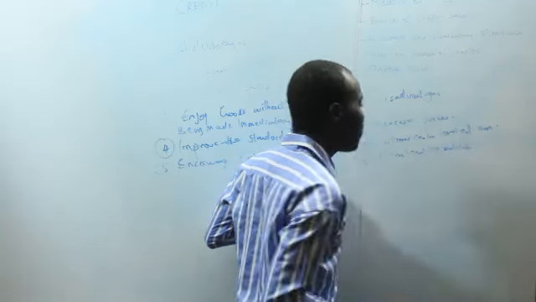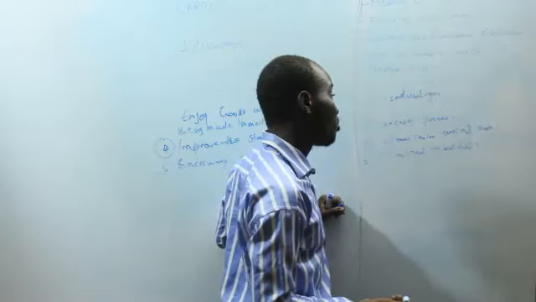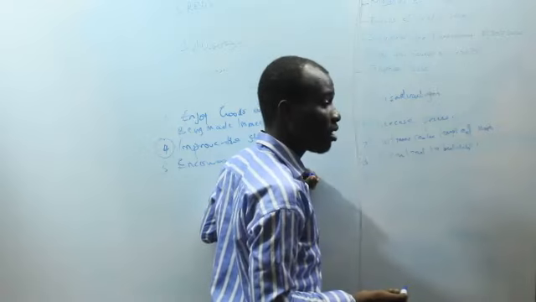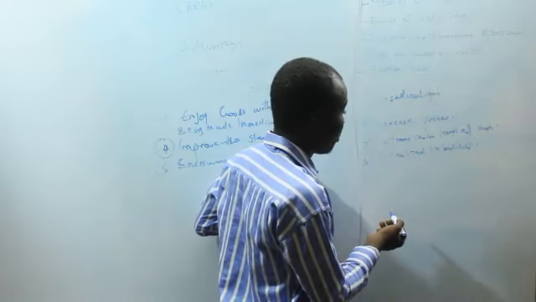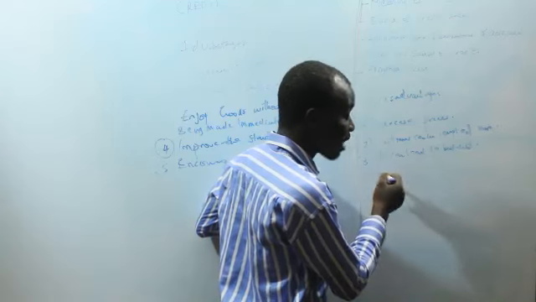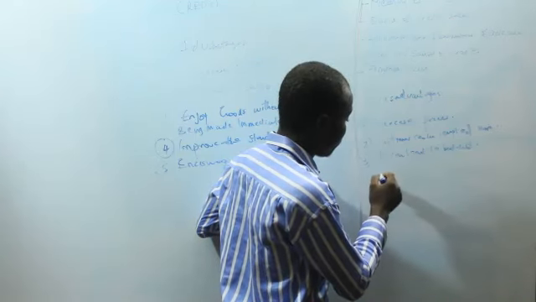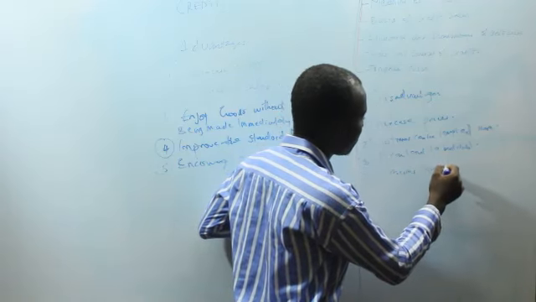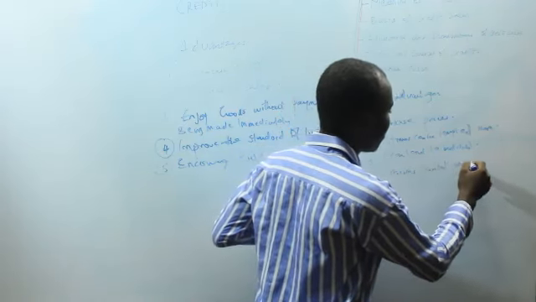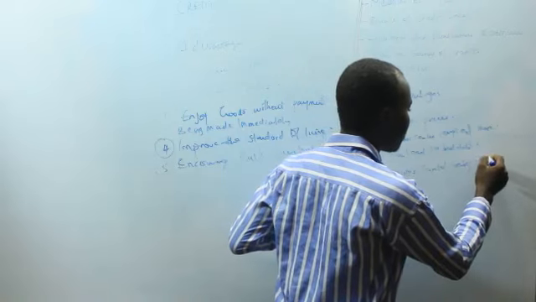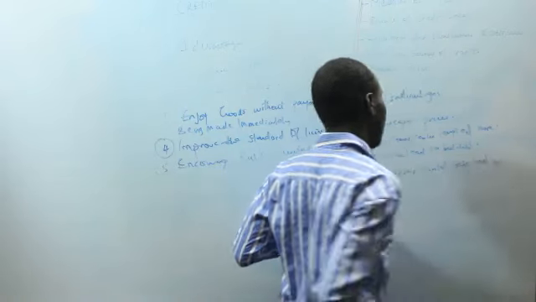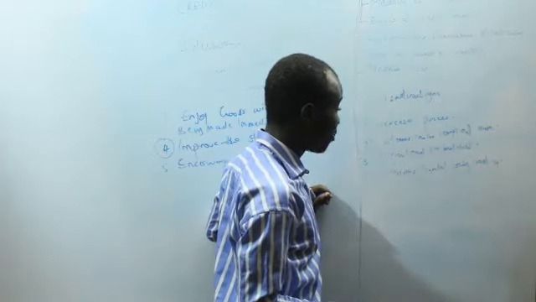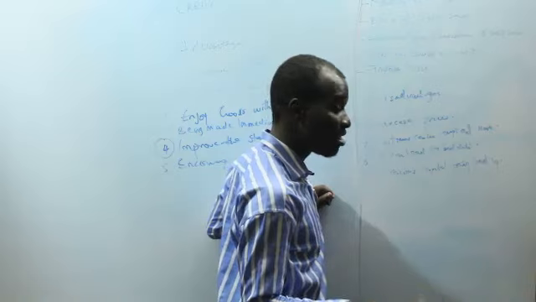Can lead to bad debt if the buyer should refuse to pay. What happens? That leads to bad debt to the seller. And number four is that it causes capital being tied up. So it causes capital of the seller being tied up. What will happen? The capital of the seller will be tied up in debts.